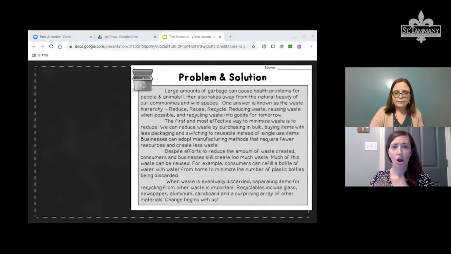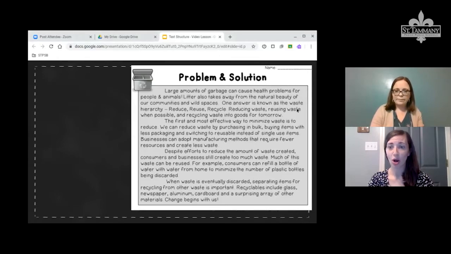So again, our problem is all the litter and large amount of garbage. Our solution, and in this text, they give us 3 solutions, and each one is a separate paragraph. They tell us to reduce, to reuse, and to recycle. So that's great. I'm looking at all of those great words in that third paragraph, saying like, for example, right? And they're telling us how it can be reused. This is a great example of problem and solution.